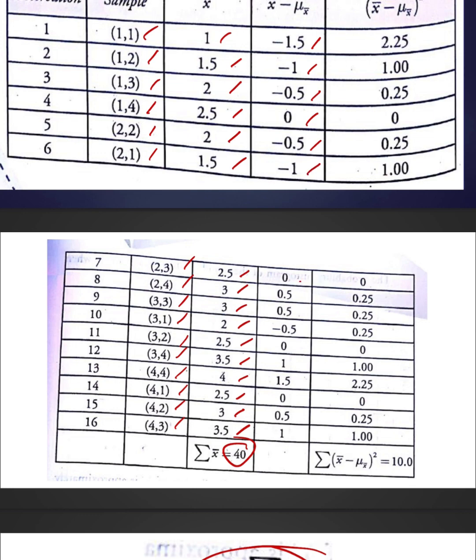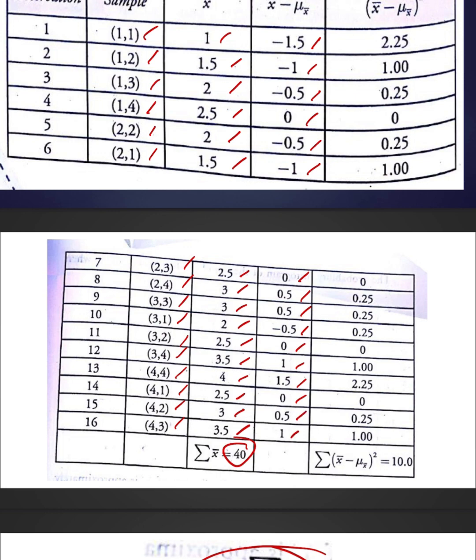2.5 minus 2.5 is 0. 3 minus 2.5 is 0.5. 3 minus 2.5 is also 0.5. 2 minus 2.5 is negative 0.5. And 2.5 minus 2.5 is 0. 3.5 minus 2.5 is 1. 4 minus 2.5 is 1.5. 2.5 minus 2.5 is 0. 3 minus 2.5 is 0.5, and 3.5 minus 2.5 is 1.